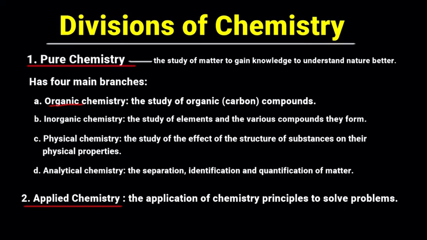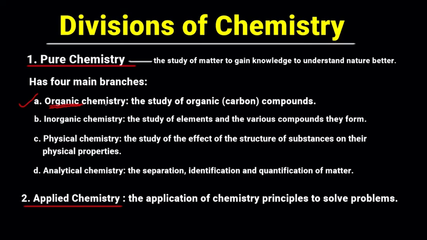we call pure chemistry. Now, pure chemistry has 4 main branches, which are organic chemistry, inorganic chemistry, physical chemistry, and analytical chemistry. So I'm going to take a look at organic chemistry. Now, what is organic chemistry? Now, the word organic means natural. So another name for organic chemistry is natural chemistry.